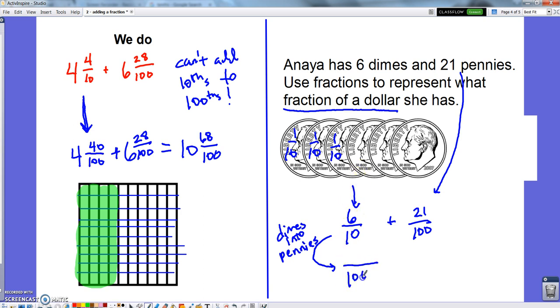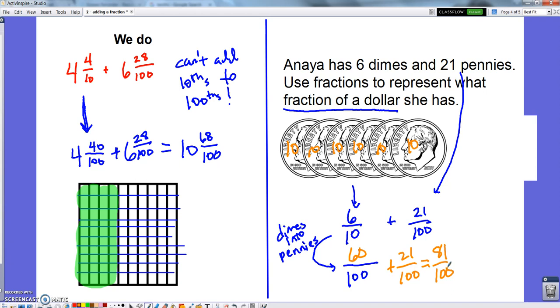So if these are going to be pennies, I can go back up and think about each of these dimes as being 10 pennies. 10 pennies here, 10 pennies here, 10, 10, 10, 10. And if I want to think about pennies instead of dimes, I have 60 pennies. I can add 60 pennies now to my original 21 pennies, no problem. And get 81/100ths.